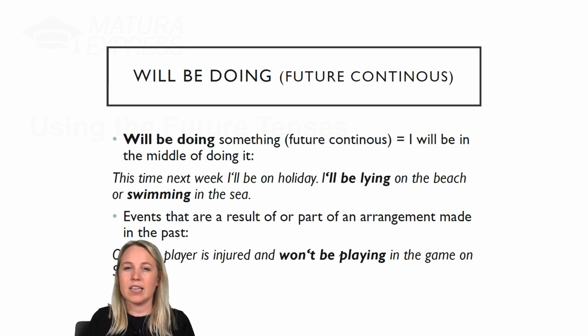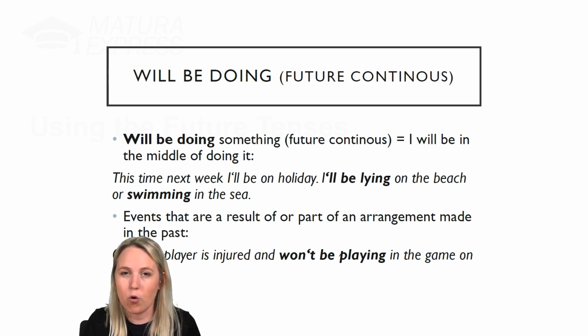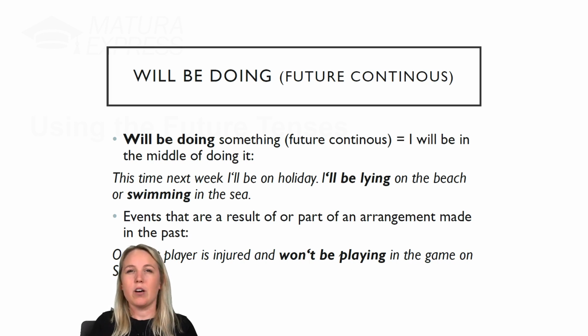So the focus, again, as it is a continuous form, lies on the action. And the will be doing, the future continuous, is also used with events that are a result or kind of a part of an arrangement that was made earlier. So our best player is injured and won't be playing in the game on Saturday. Yeah, because of his injury. So that's the result of his injury, is that he won't be playing. That's the future continuous.